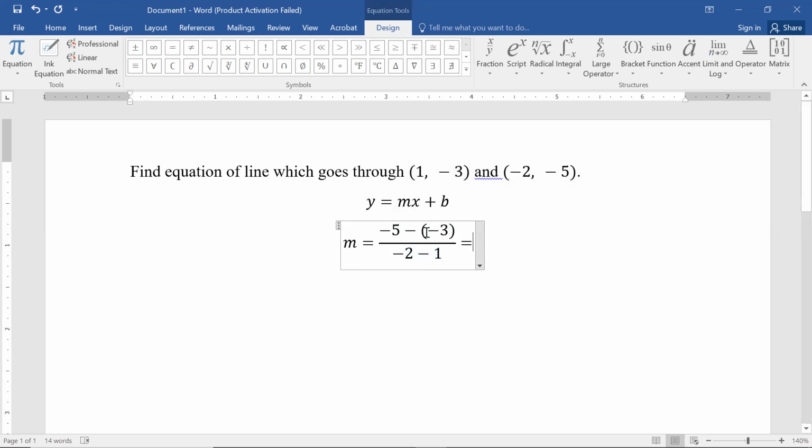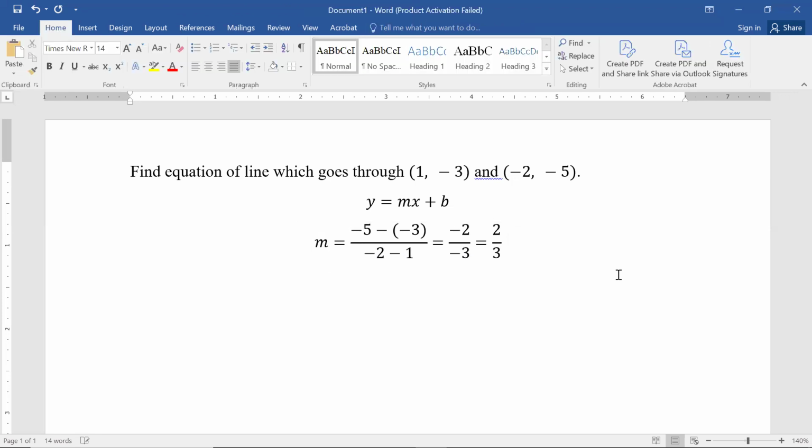I put parentheses around things when I have a negative. You can do that with every single number if you'd like, but that just allows me to see you're subtracting a negative. So -5 minus a -3, that's like -5 plus 3, which gives me a -2. And -2 minus 1, that gives me a -3. Those negatives can cancel out, and we get a slope of 2/3.